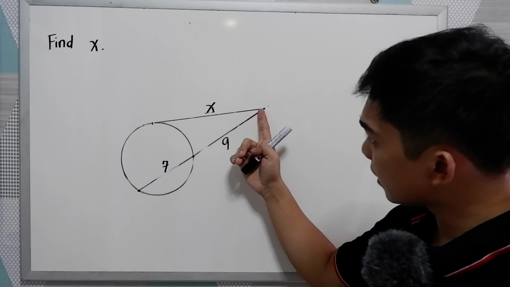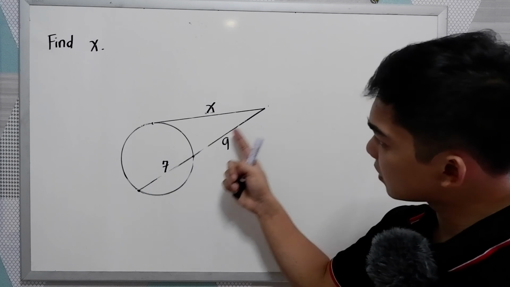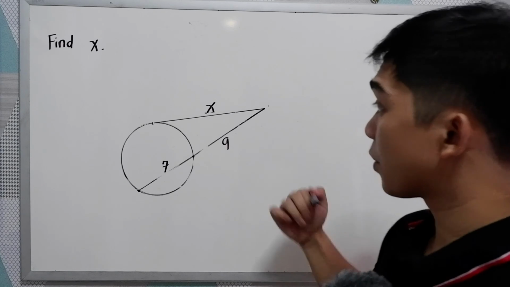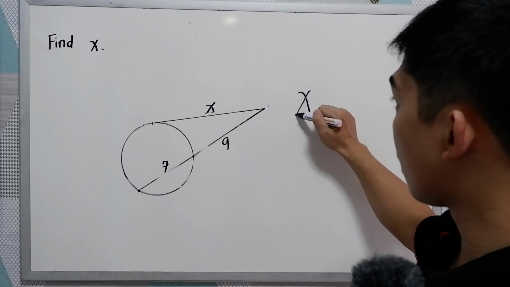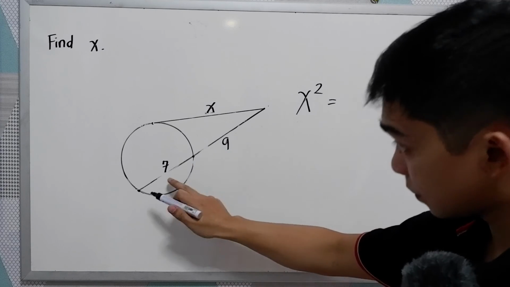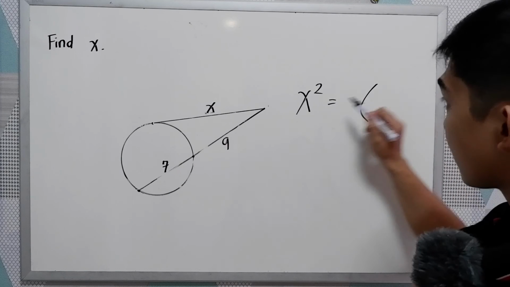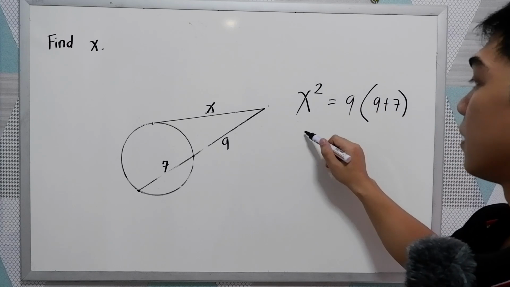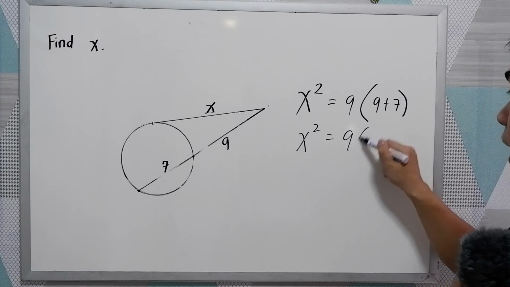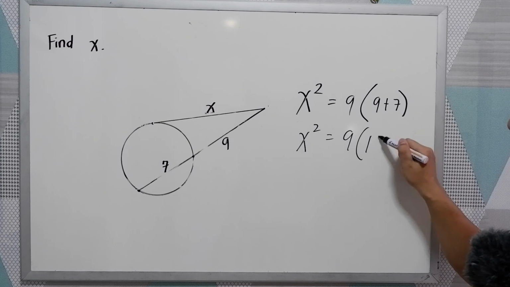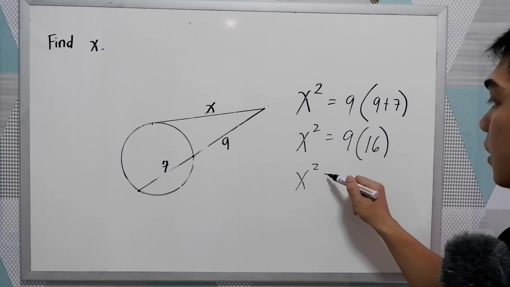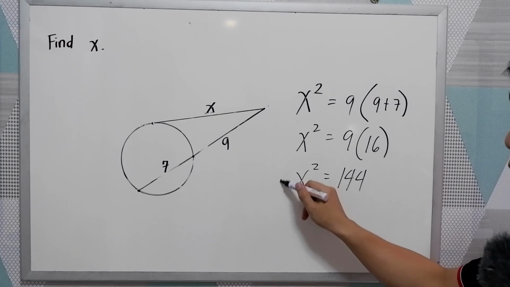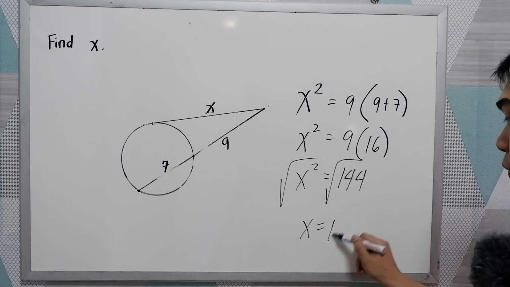So we have a tangent segment which measures x and the secant segment 7 and the external part is 9. Following our theorem, the square of the tangent segment is equal to the total segment of the secant, 9 plus 7, times the external part, which is 9. So x squared is equal to 9 times 16, that is 144. Get the square root, so x is equal to 12.